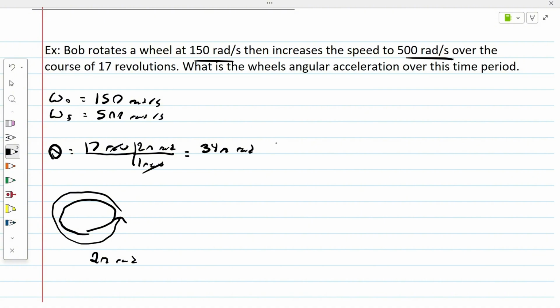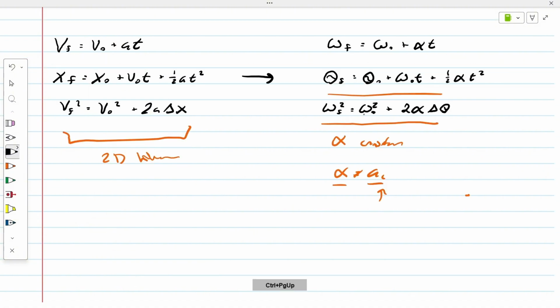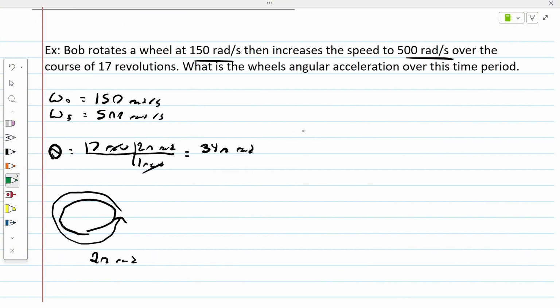Okay, so now we have to determine what equation we want to use. If we look back at our equations, which one's going to be the best fit? We know we're looking for the acceleration, but the main thing that's not given is the time. We can't start there, but we do have the angle, and we do have the initial and final velocity, so this is the equation we're going to go for. We can write out this equation: the final angular velocity squared equals the initial squared plus 2 alpha change in theta.